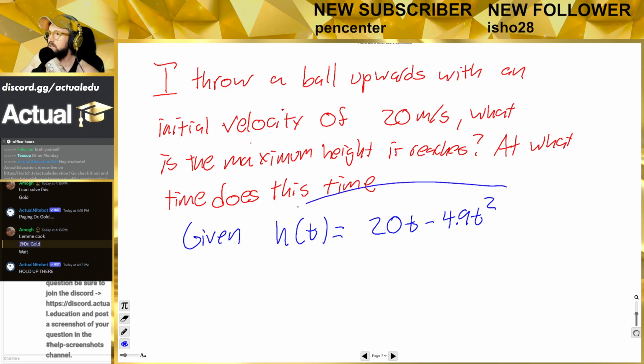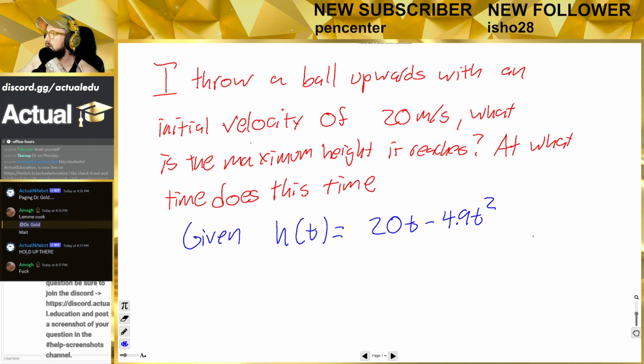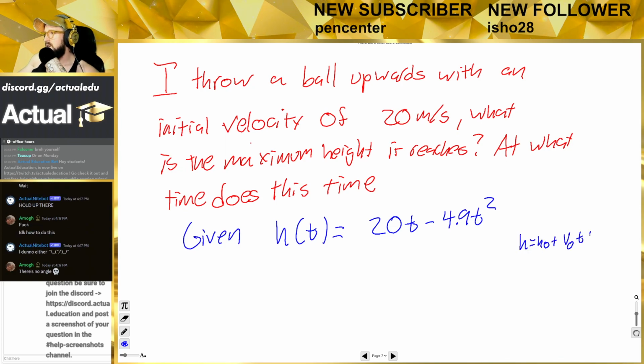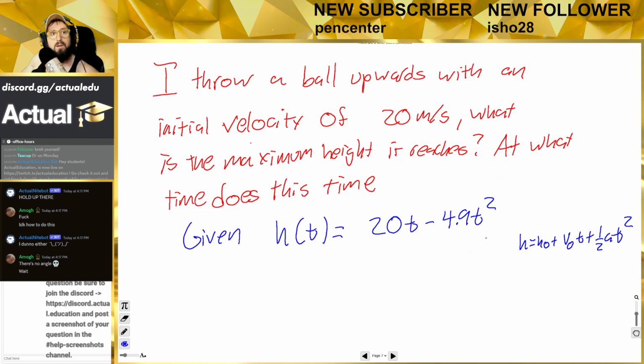And you know where this is coming from. This is coming from a physics equation, which is mainly that h is equal to h naught plus v naught t plus 1/2 at squared. That's where this comes from. But this is the strictly math way to do it. There's no angle. Yeah, no, we're just throwing it straight up.